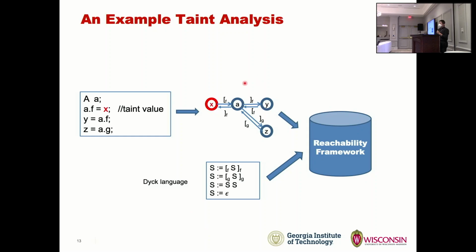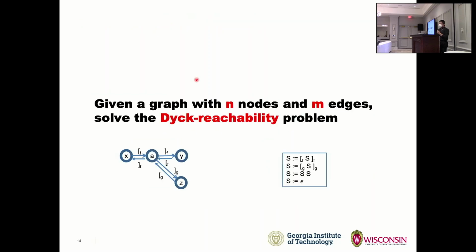So we pass the 2 elements onto the reachability framework so that it will compute, hopefully, a set of reachable pairs for your underlying problem, okay? So to formally state it, the problem that we want to address is that given a graph with n nodes and m edges, we want to solve the Dyck-reachability problem on this specific bidirected graph, okay?